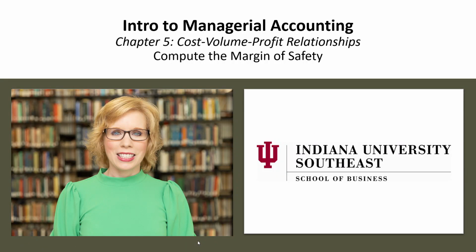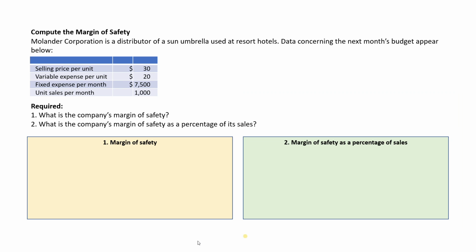In this video, I'm going to walk through calculating the margin of safety. We're given a company that's a distributor of a sun umbrella used at resort hotels. Their upcoming budget tells us that the selling price per unit is going to be $30, variable expense per unit is $20, fixed expense in total for the month is $7,500, and we're anticipating for the month that we're going to sell 1,000 units.